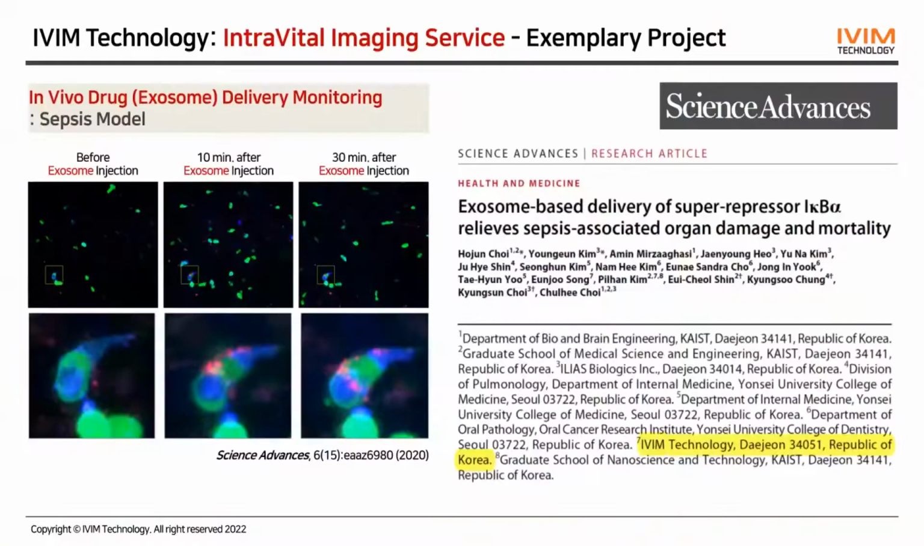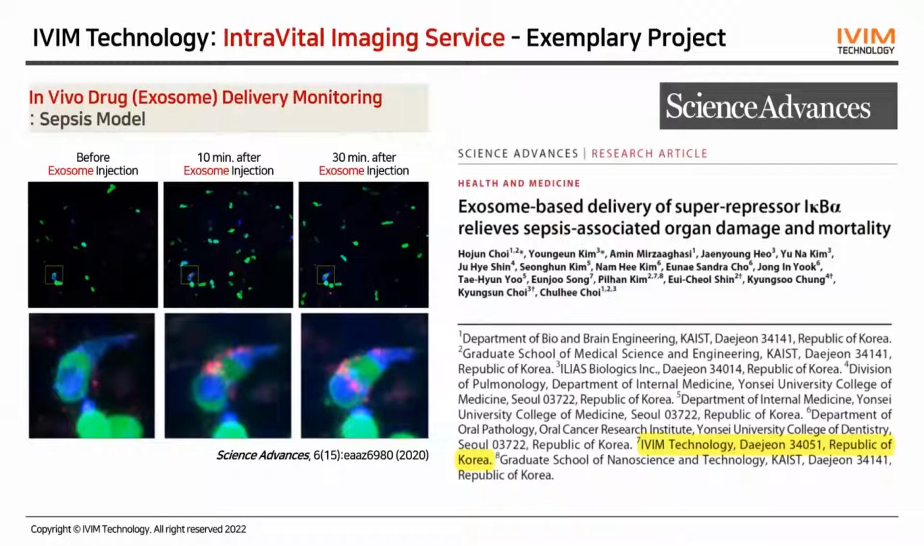This is an exemplary project IVIM performed. In this work, IVIM visualized the intravital delivery of exosome to the target cells in a sepsis animal model. As you can see in this imaging result, the injected exosome arrived at the target cell only after 10 minutes, then became internalized after 30 minutes.